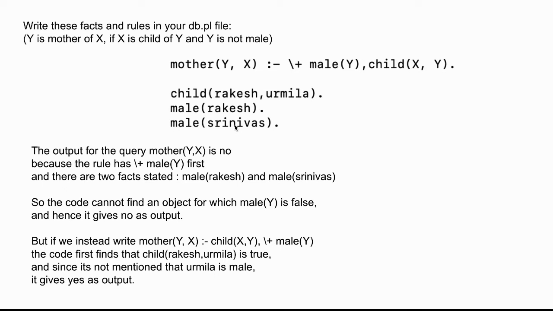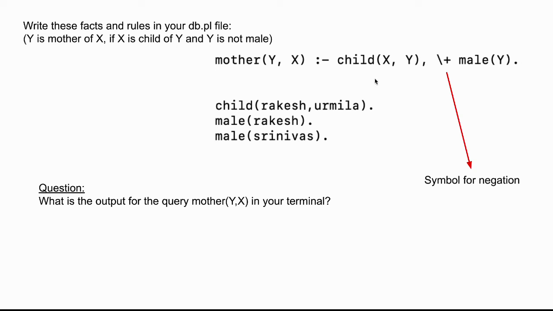But in the previous case, here what happened is that you had child of x comma y. Now what Prolog does is that it first searches to satisfy this. It finds one fact, child of Rakesh comma Urmila. So now x is assigned to Rakesh, y is assigned to Urmila, and now it checks if male of Urmila is false. It does not find male of Urmila as a fact, and so this whole thing now becomes true, and so true and true will give you true.